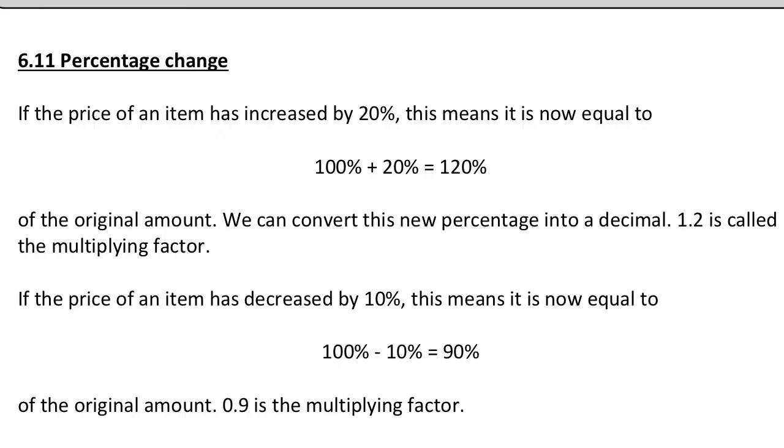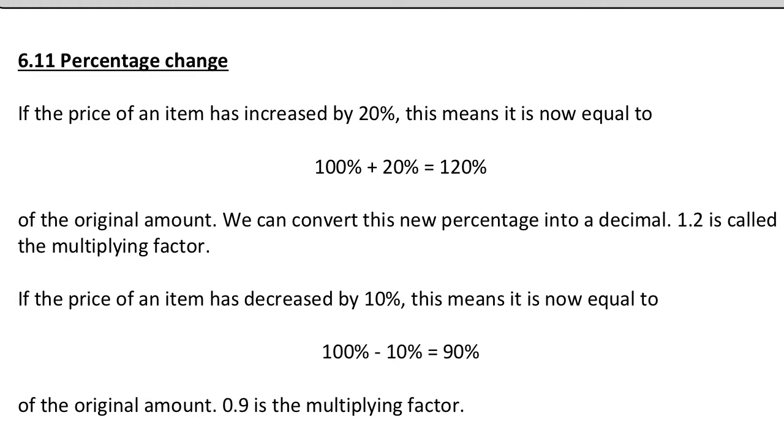6.11 Percentage change. If the price of an item has increased by 20%, this means it is now equal to, so originally it was 100%, add on your 20% increase, so that gives you a total of 120%. Now I know sometimes we think that percentages are out of 100 and the maximum value you can get is 100%, but whenever we're increasing values, the new percentage is compared to the original one, and this value is obviously bigger because it's been increased by 20%. So if it started off as 100%, the answer is going to be bigger than that. So our value is 120%.